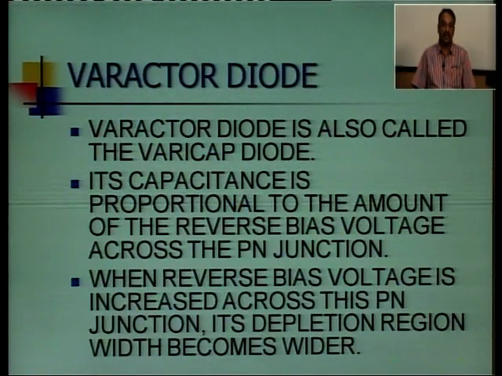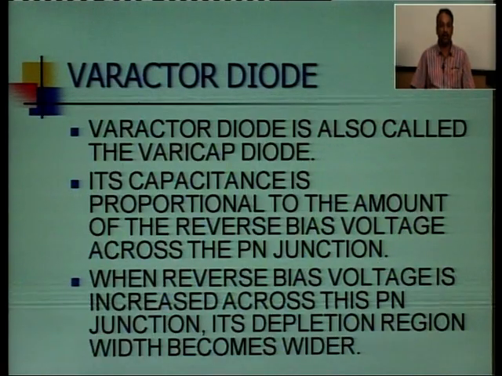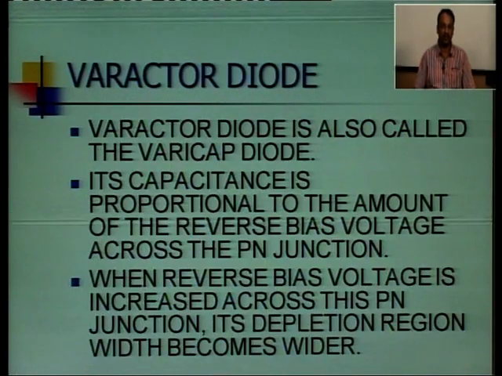What is the varactor diode? Varactor diode is also called a vari-cap diode. Its capacitance is proportional to the amount of reverse bias voltage across the PN junction. So, when reverse bias voltage is increased across this PN junction, its depletion region becomes wider and wider.